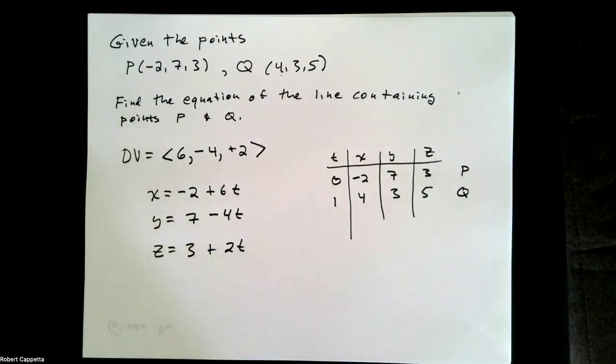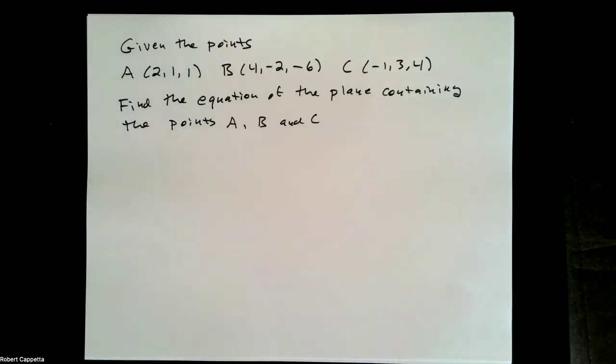Now I want to go from a line to a plane. So now I have points A, B, and C, and I want to find the equation of the plane containing those points. So how do we find the equation of a plane if I'm given points? Finding the normal vector to that plane is going to be a key idea. And how do we find that normal vector? We're going to do that by taking the cross product of vectors.